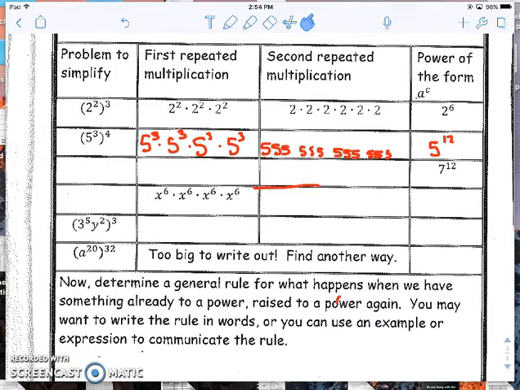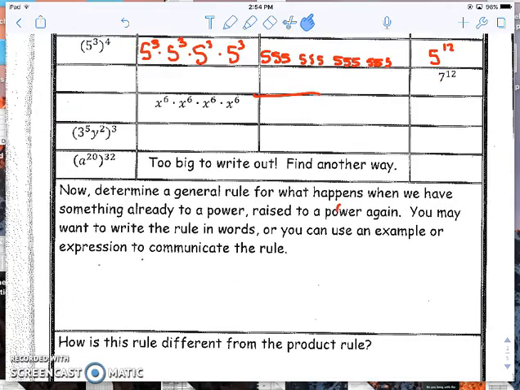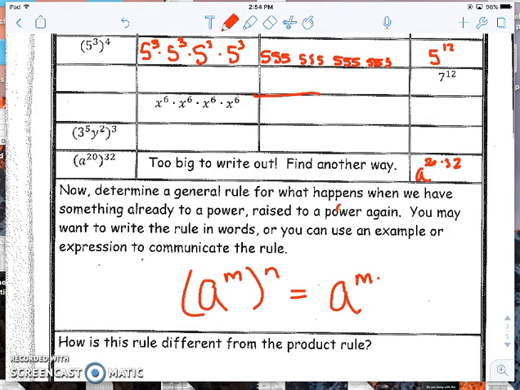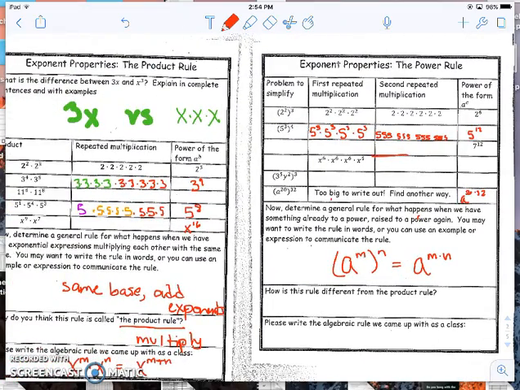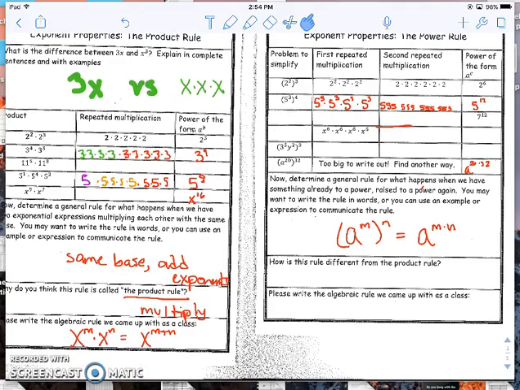So what are we doing? It looks like we're multiplying there. So this one would be a to the 20th times 32. So if we had a to the m to the n, a to the m times n. Product rule. How is this different than the product rule? Well, if we look at this one over here, there's parentheses here. So this power rule is when we have 2 powers.